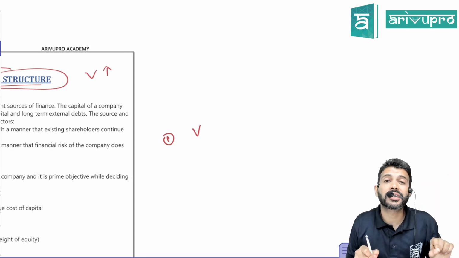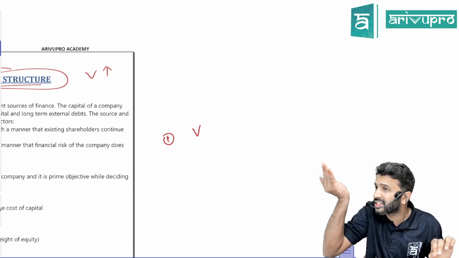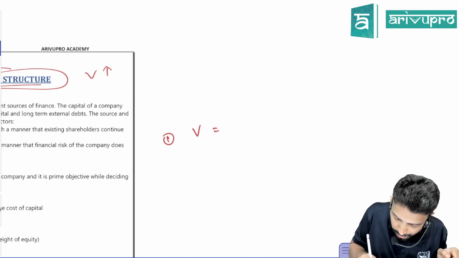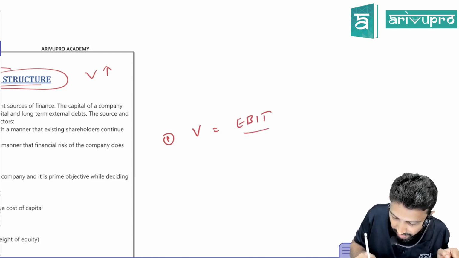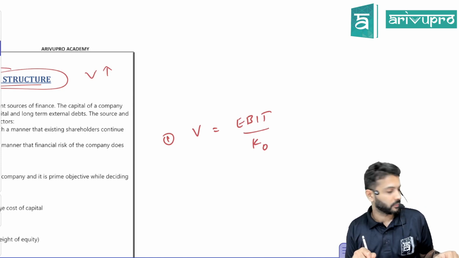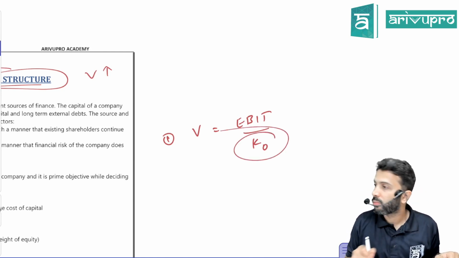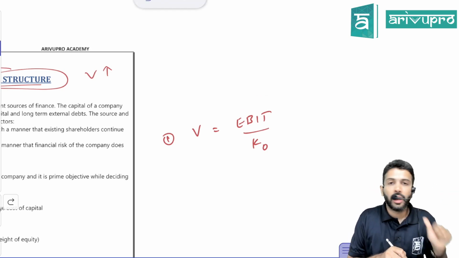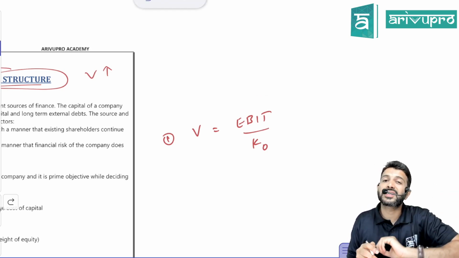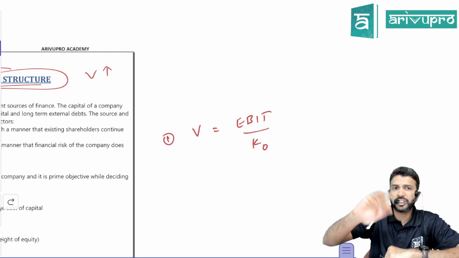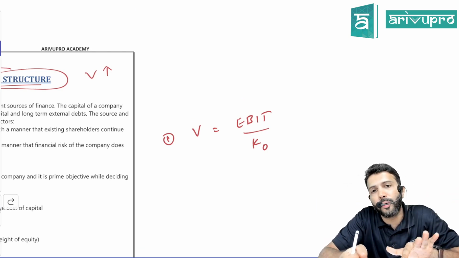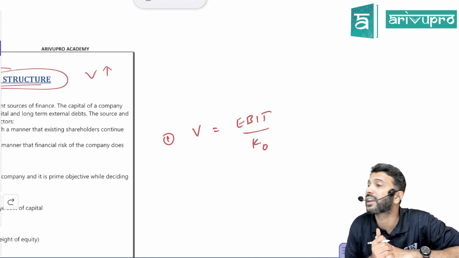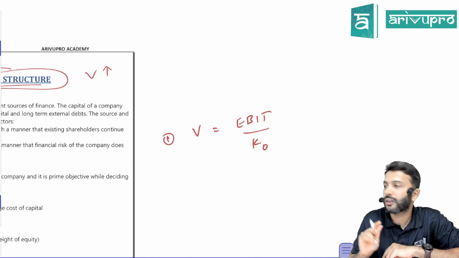Value of the firm, which we denote as V. What is the intention of capital structure? The main intention is to increase or maximize the value of the firm. Value of the firm is given by EBIT divided by KO. Are we comfortable with this KO? As in overall cost of capital. EBIT means earnings before interest and tax, or you can also call it PBIT, as in profit before interest and tax. So take this divided by overall cost of capital and it will give you the value of the firm.